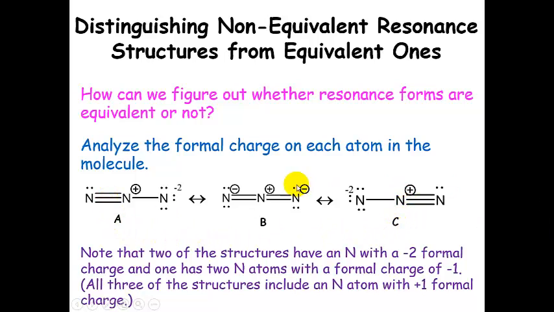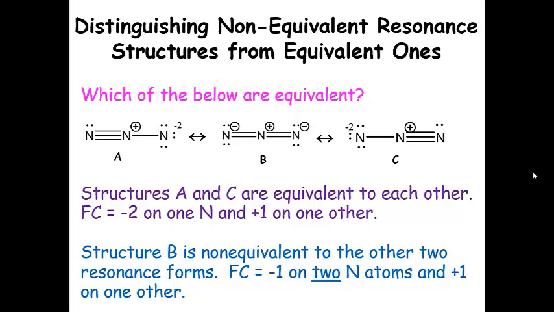Now this one is clearly different, right? Looking at structure B, it has two nitrogens with -1 formal charge and one with +1 formal charge. Okay? So that's how we can distinguish equivalent structures A and C from non-equivalent structure B. Basically this slide just summarizes what I just talked about. A and C are equivalent and structure B is non-equivalent.